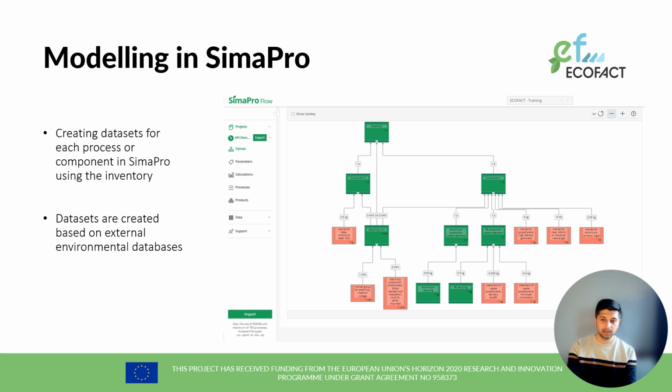Now, shifting our focus to the practical side of things, in SimaPro, we create datasets for every process and compartment. These datasets are the building blocks of our assessment, pieced together using the inventory. We tap into external environmental databases to ensure that our data is comprehensive and up-to-date. So, similar to assembling a detailed puzzle, each dataset contributes a crucial piece to the bigger picture of our environmental impact.